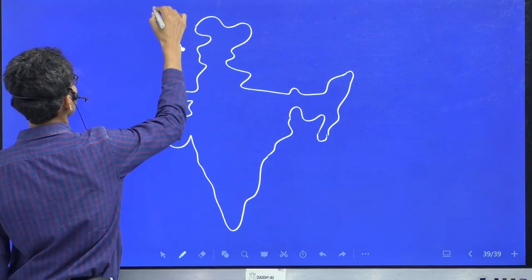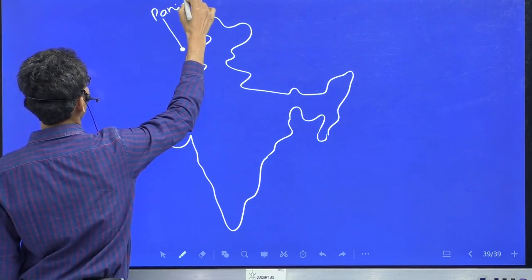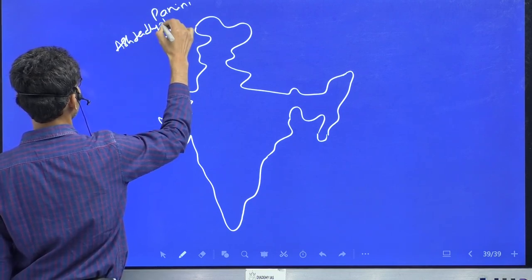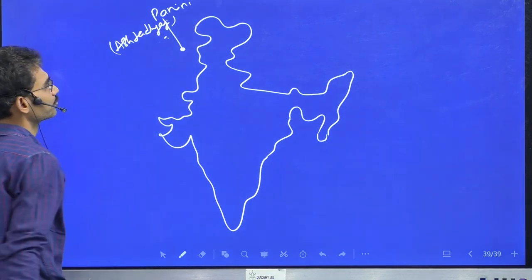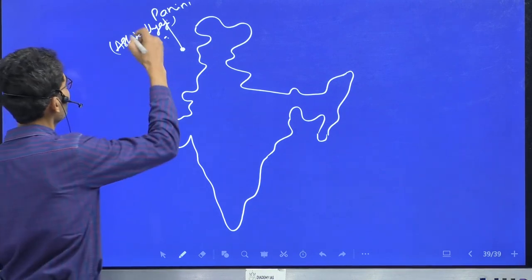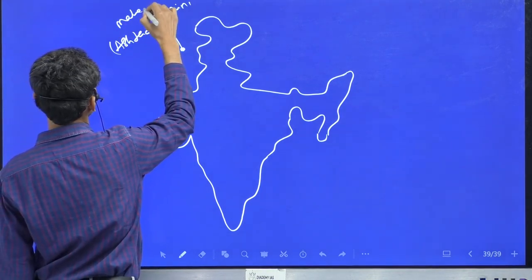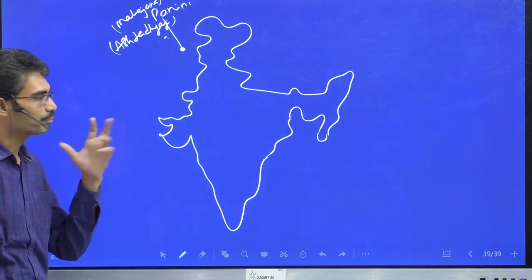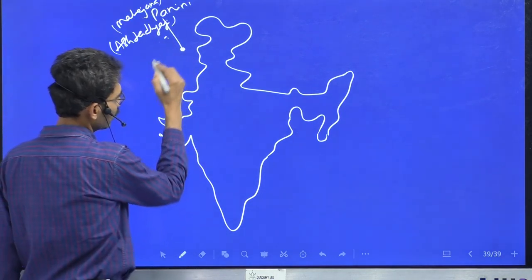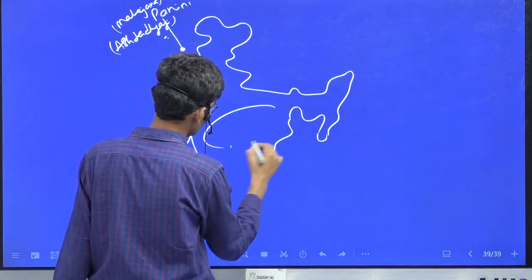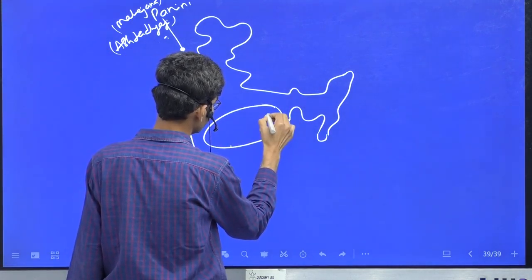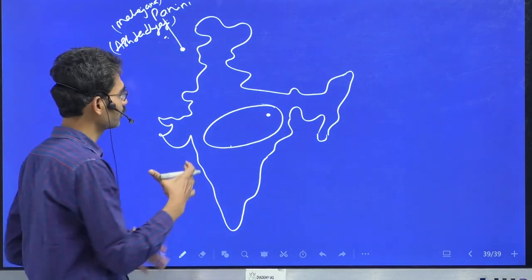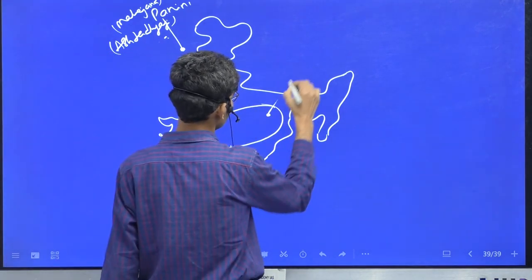When it comes to Panini, he has written Astadhyayi. This is during Mahajanapada time period. Now Shungas were ruling here. Pataliputra or Vidisha, these were the places of Shungas.